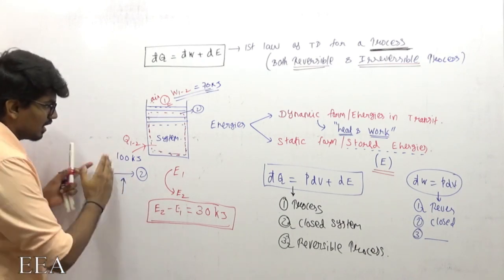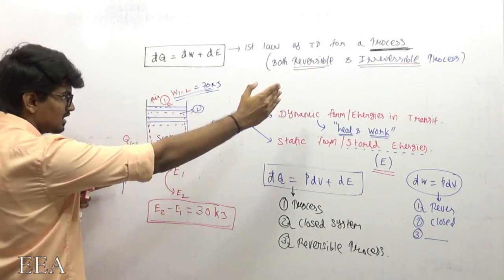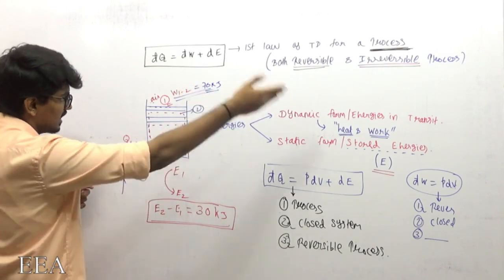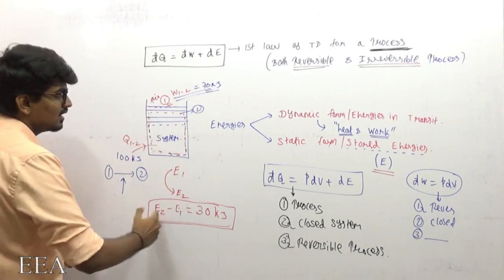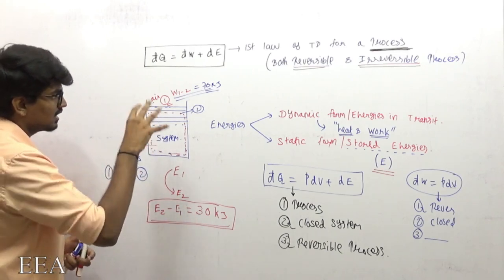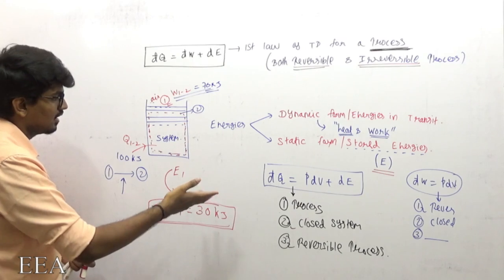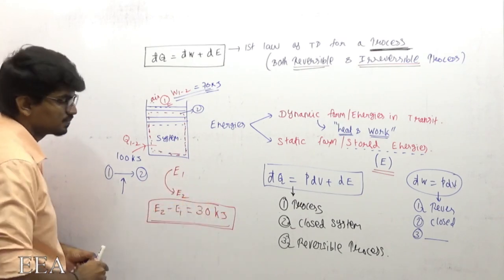Very simple. I'm supplying 100 kilojoule, I'm getting 70 kilojoule. The 30 will get added into it. That 30 is nothing but the change in energy. I am concerned about that 30 only, how much the change has happened. I'm not at all worried about what E1 is, what E2 is.